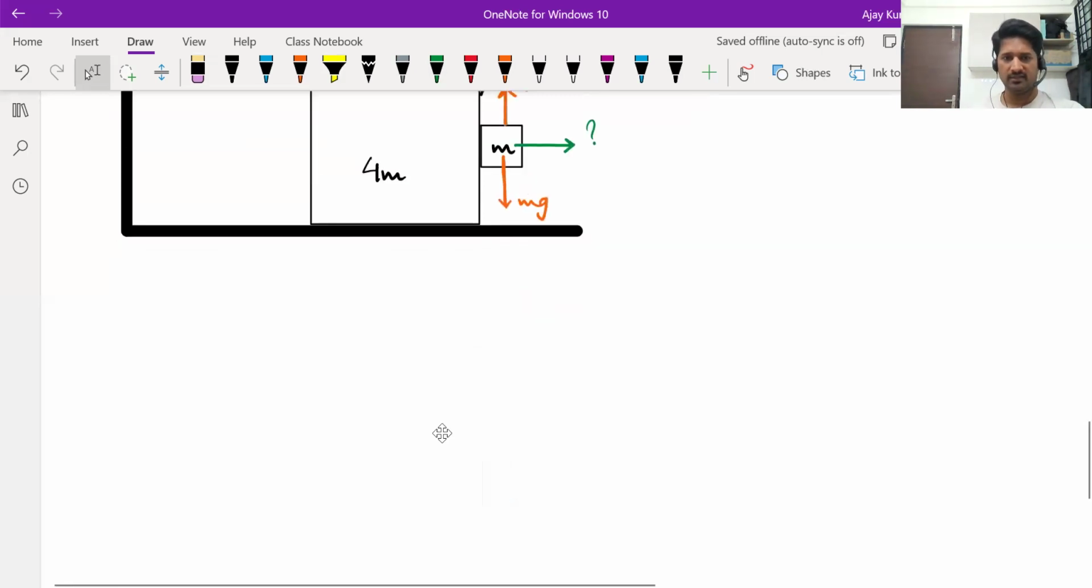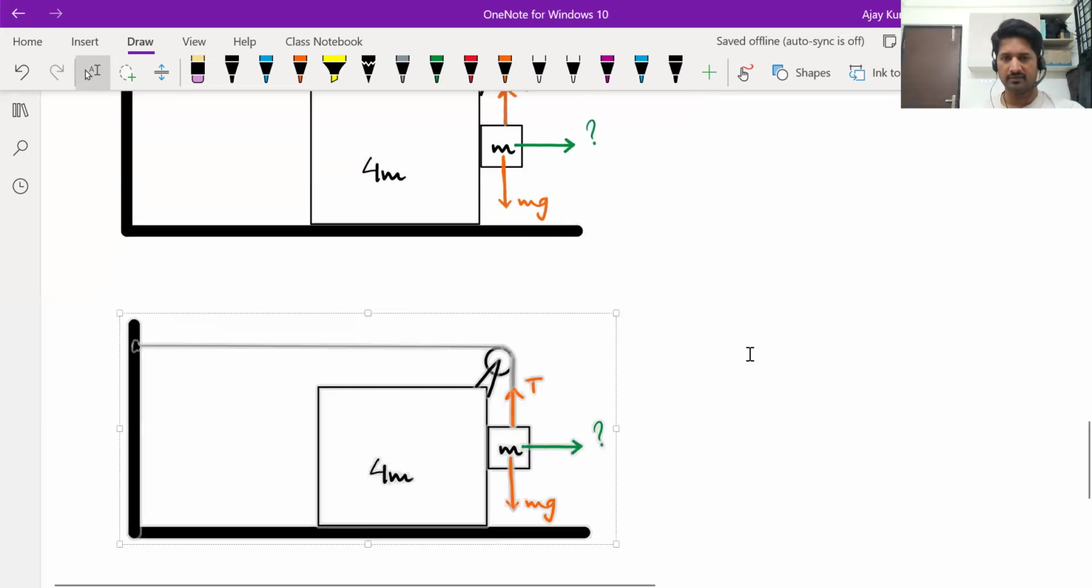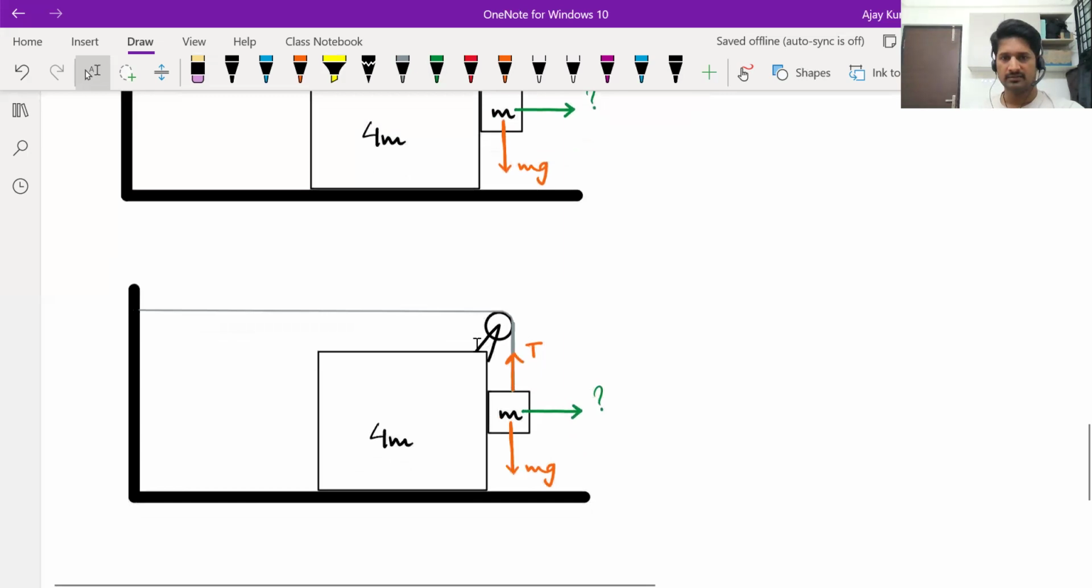Okay. Just a moment. Let me adjust the diagram that way. Let's say 4M moves to the left a little bit.